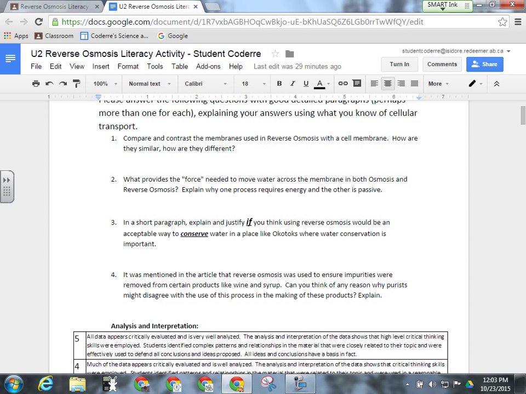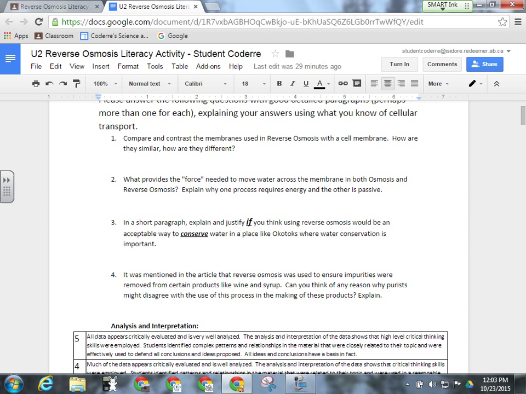Okay. Now, second thing, what provides the force needed to move water across the membrane in both osmosis and reverse osmosis? So that would imply that they're probably the same or different. Probably different, okay? So I need to be looking at what makes water move across a natural membrane in osmosis and what makes it move across a membrane in reverse osmosis. Okay, so I should be looking for that. So that's another thing I'm going to want to look for.